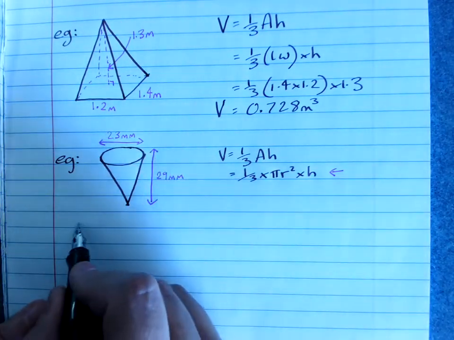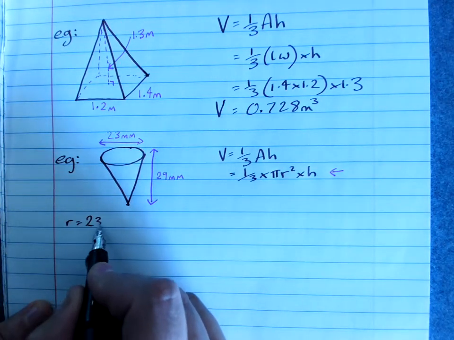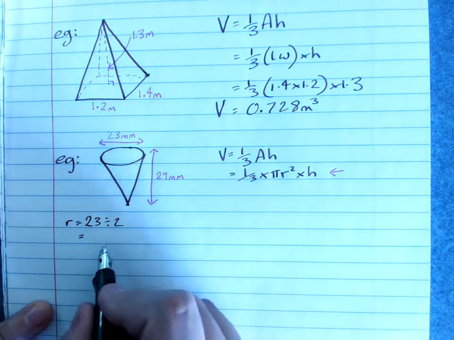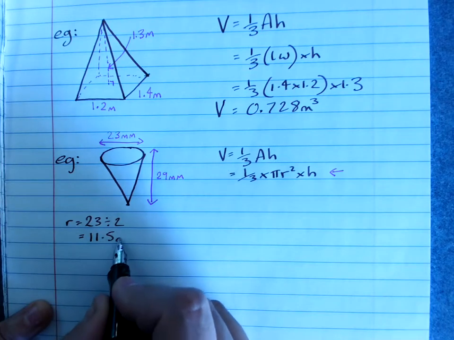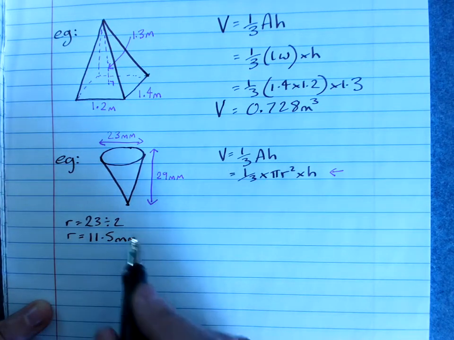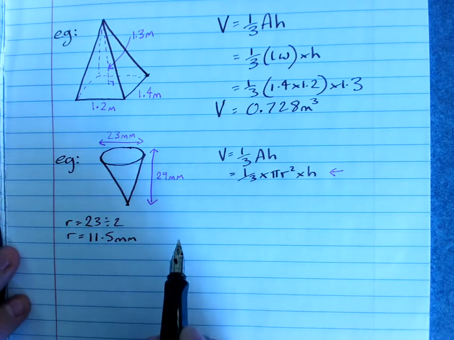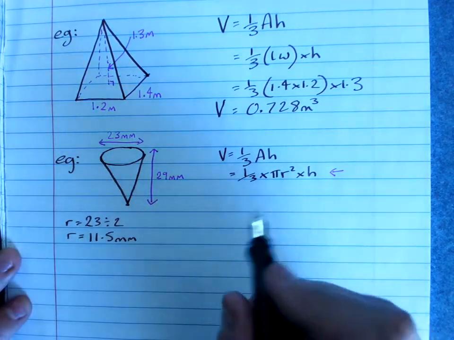They've given me the diameter, so the radius is 23 divided by 2, radius of 11.5 millimeters. Technically you really don't need to show this, but it's a good idea, A, for complete working, and B, so you don't forget and use 23 for your radius.